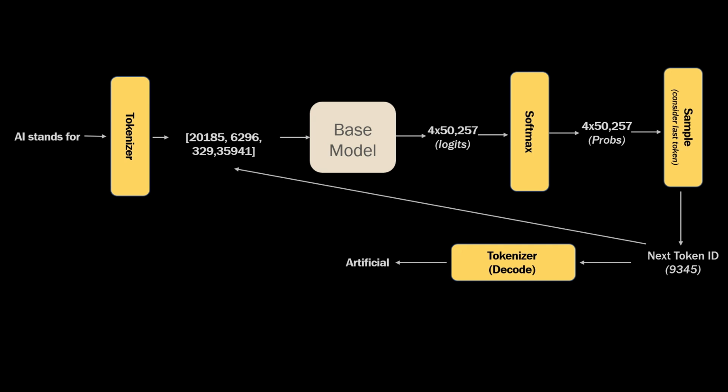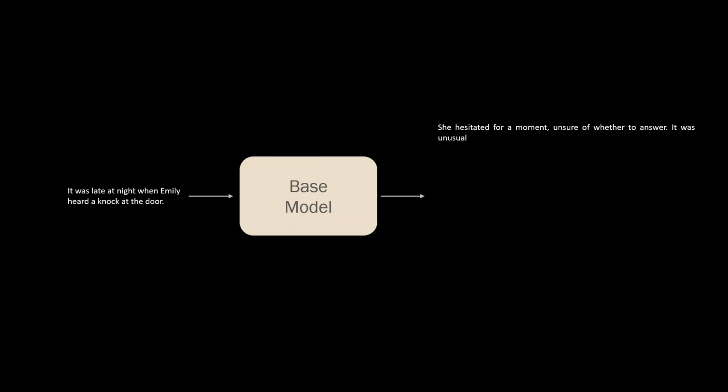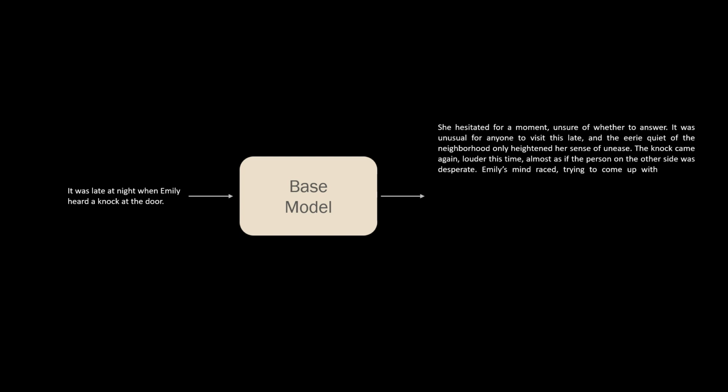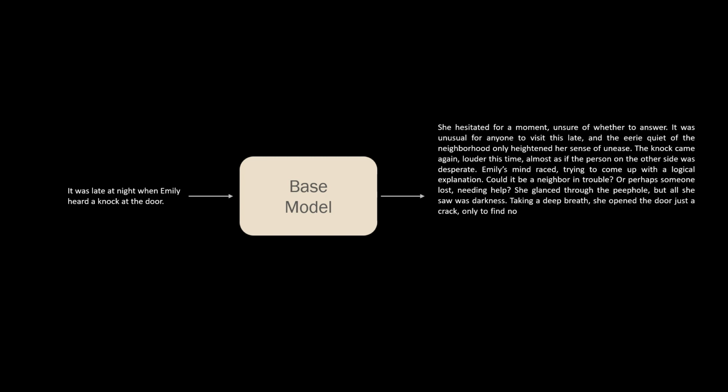Now to continue text generation, the predicted token is added to the input sequence, and the model is run again to predict the next token. This process repeats until we reach the maximum sequence length or another stopping condition.